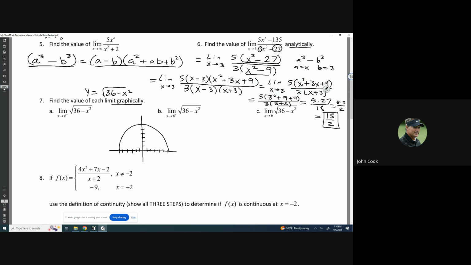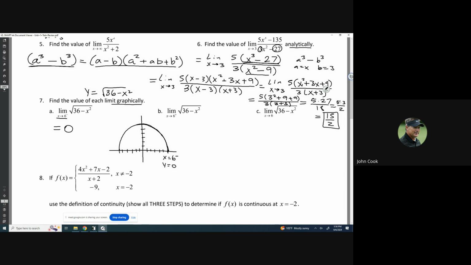So as x gets closer to 6 from the left-hand side, it looks like it's going this way, and then all of a sudden it gets over to there. At 6, it's going to be 0. So as x gets closer and closer to 6 on the left-hand side, the y value is going to be 0. So that means that my limit is going to be equal to 0 for that one.